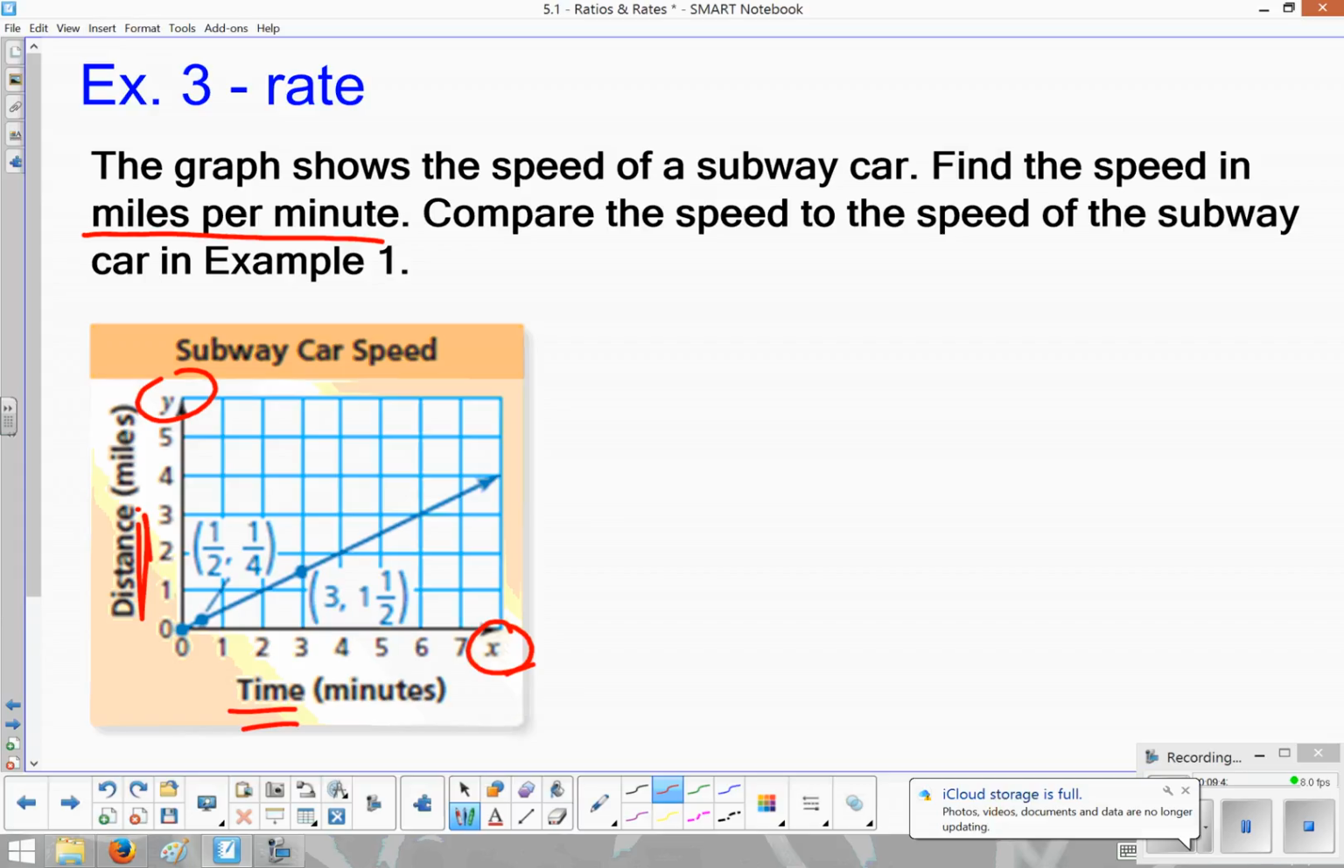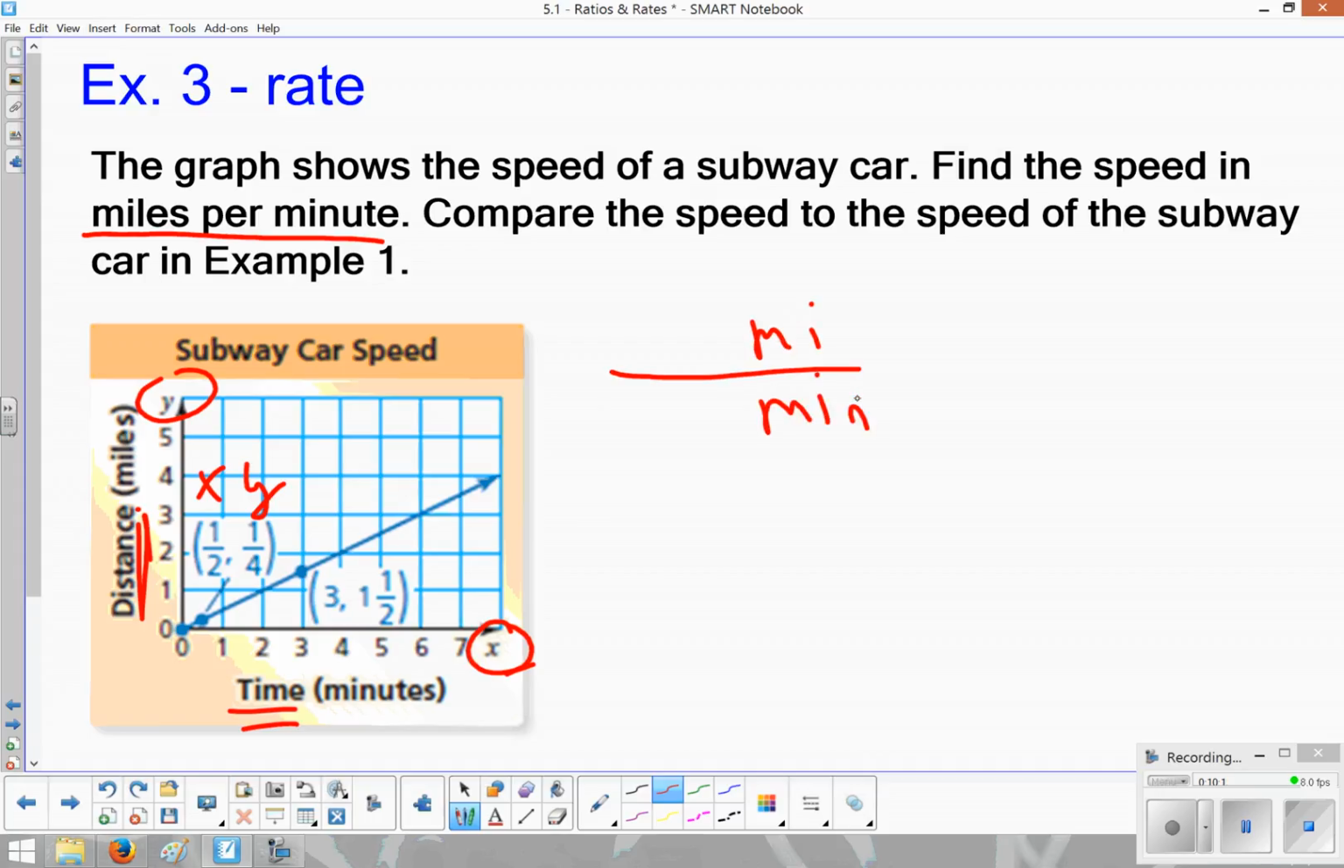Again, I always like to choose the point that's the easiest, or a fraction or number that's the smallest and easiest. So I see that this point has a fraction of 1/2 and 1/4. I like that one better than 3, and then this mixed fraction 1 and 1/2. So we're going to use this point right here. So if you look at this, this is X, this is Y. Okay, now they're talking about miles per minute, so I'm going to go ahead and put miles per minute. Again, how did I know to write the ratio this way?